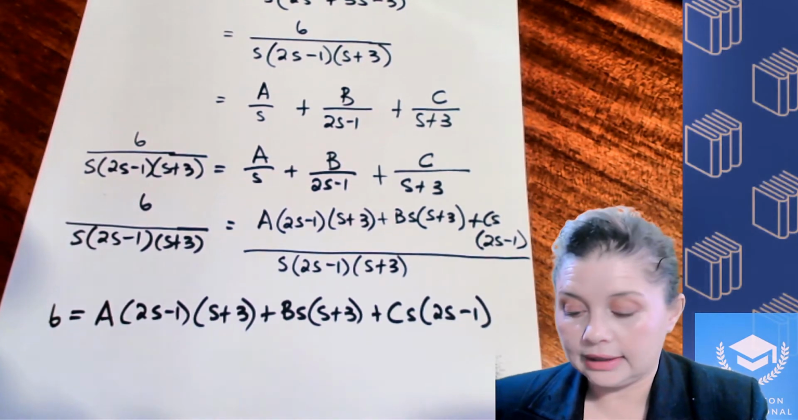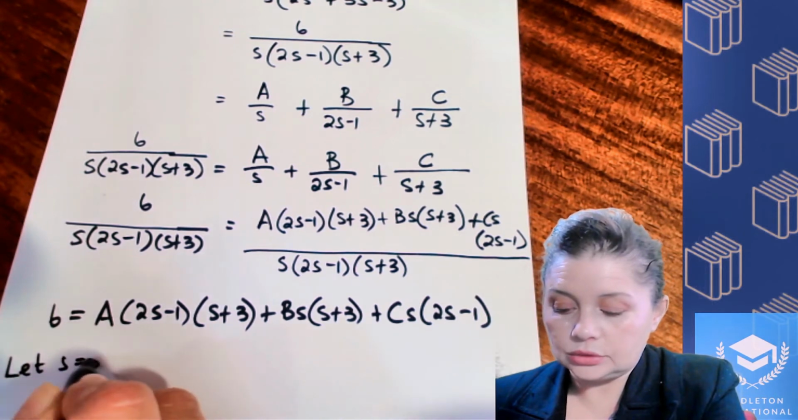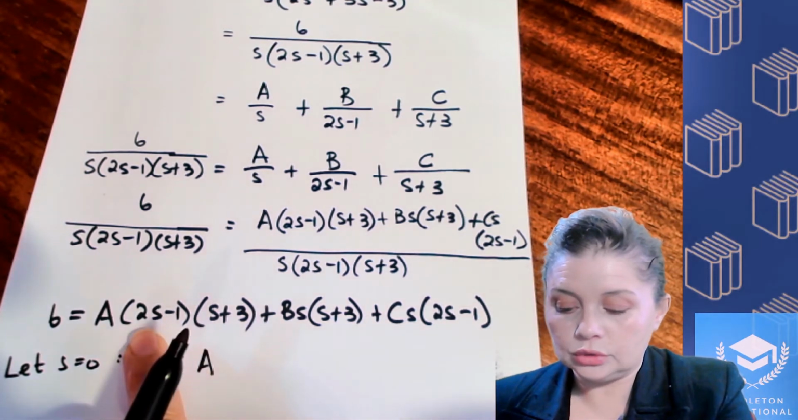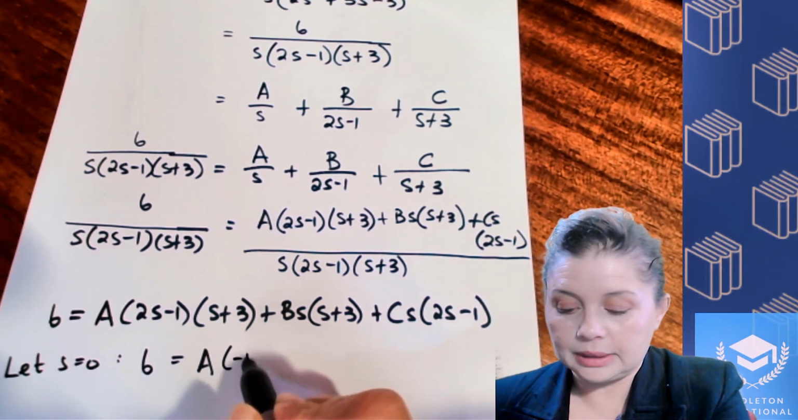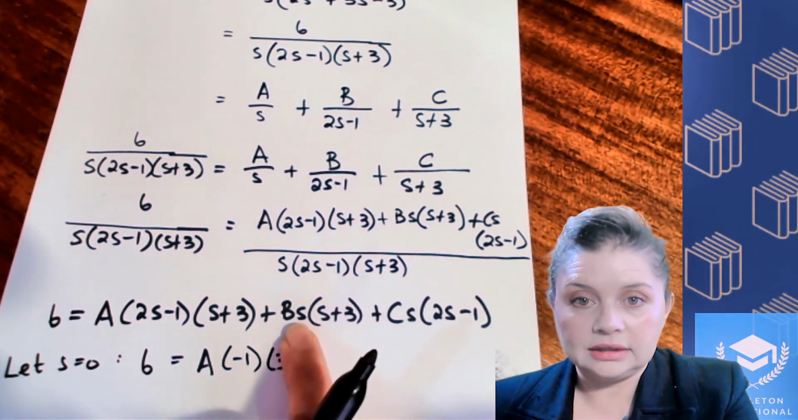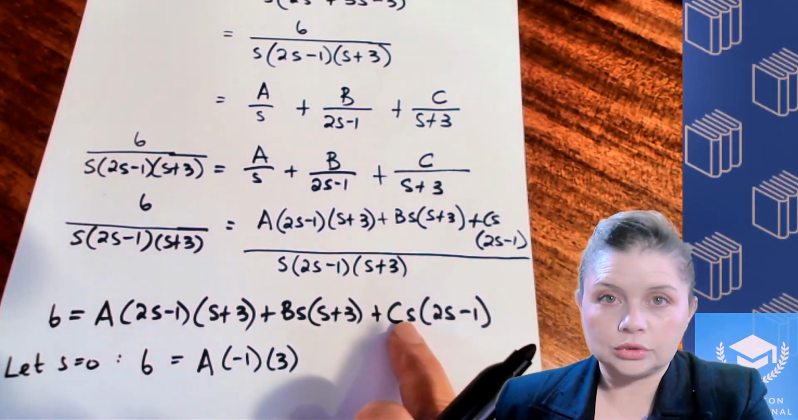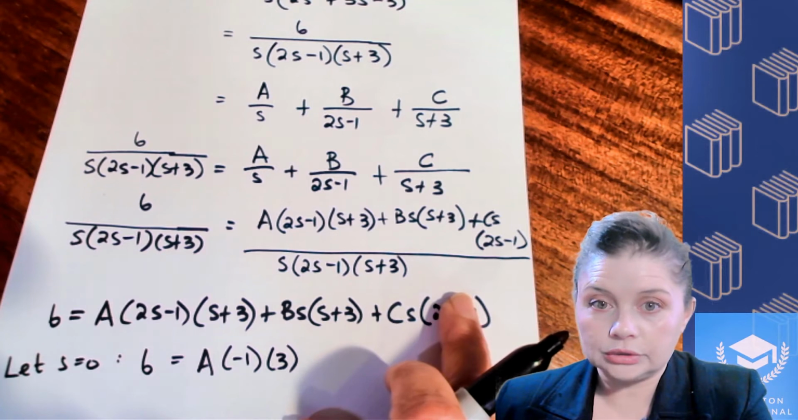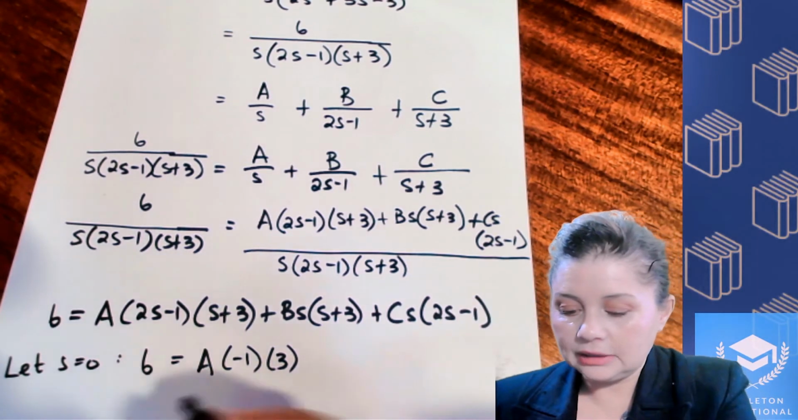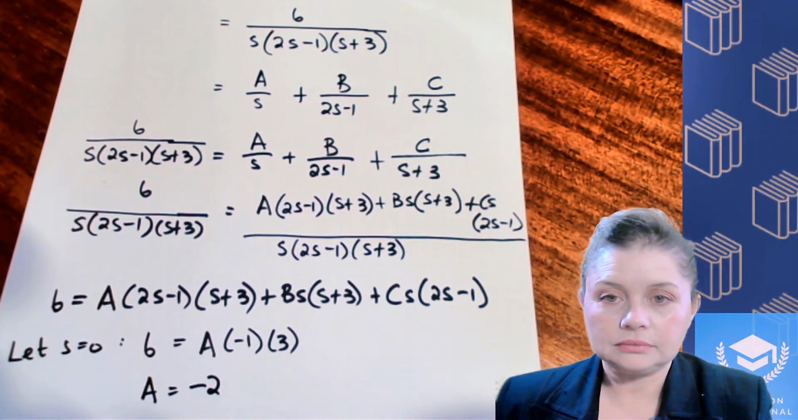And in order to find that, I'm going to let s equal to 0. And then I'm going to get 6 equals A times, this is going to be 0 minus 1, so that's minus 1, and that s is 0, so that will be 3. That s there is going to be 0, which means the entire term is going to go to 0. That will also be 0, so that entire term will also go to 0. So these two are just going to fall away because they become 0. That means that A is going to be, that's minus 3, so it's going to be minus 2.